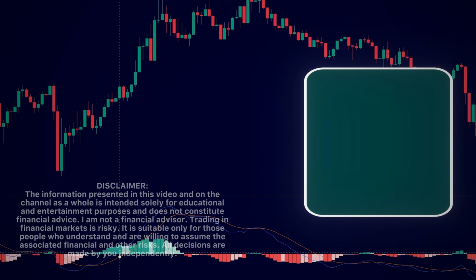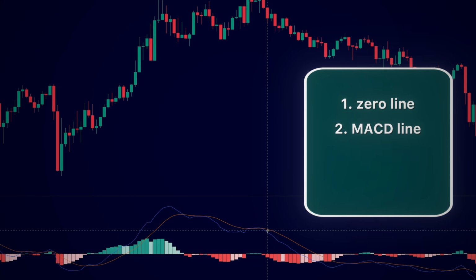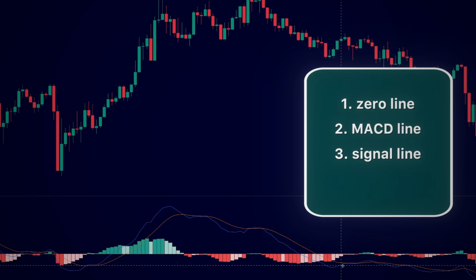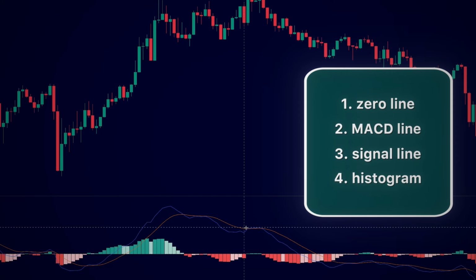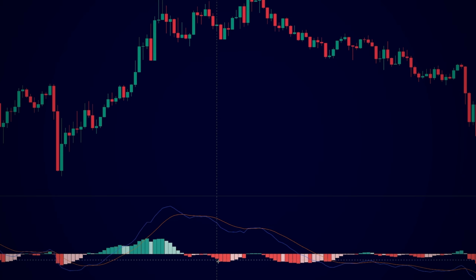The MACD consists of 4 key elements. First, there's the zero line, which is the balance level between buyers and sellers. Second, there's the MACD line itself, which is usually calculated as the difference between the 12-period and 26-period exponential moving averages. Third, there's the signal line. This is a smooth version of the MACD line, usually a 9-period one. And fourth, there's the histogram, which visually shows the distance between the MACD line and the signal line. The farther apart they are, the stronger the momentum.